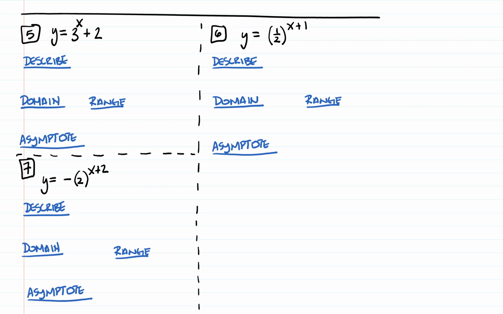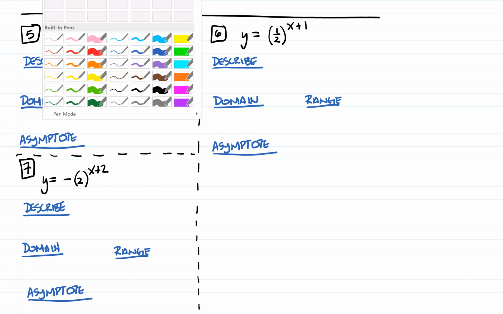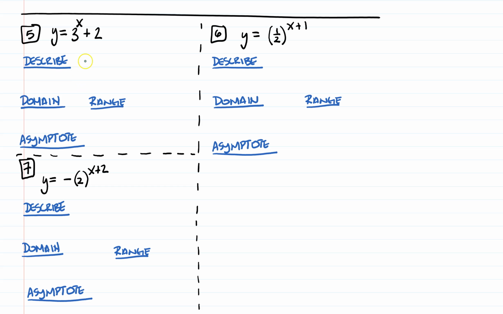So in numbers 5, 6, and 7, they want us to describe the graph as it relates to its parent graph, then talk about the domain and range and any asymptotes that we have. So number 5, we have the equation y equals 3 to the x plus 2. So in this one, the way I would describe it, it would be just shifted up 2 units, right?